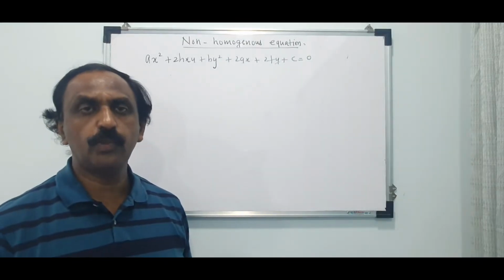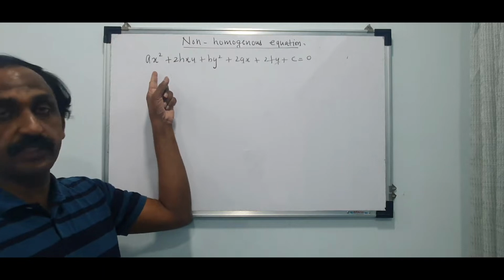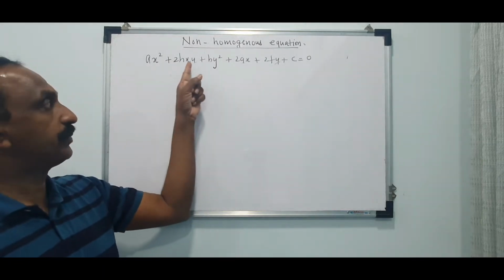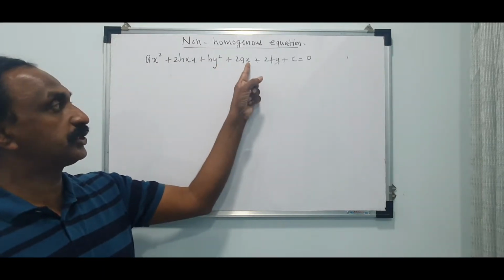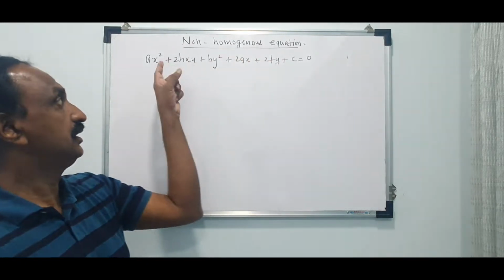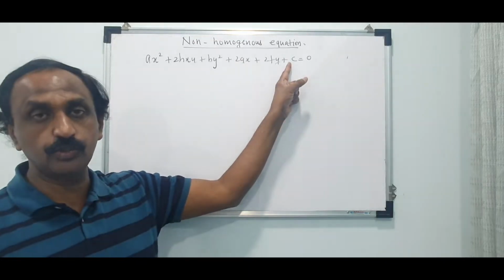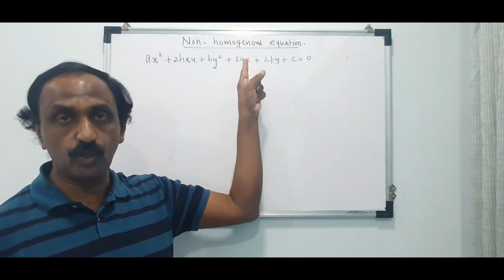Now we shall talk about the non-homogeneous equation. A non-homogeneous equation of the kind ax² + 2hxy + by² + 2gx + 2fy + c = 0. Why is it non-homogeneous? The degree of the first three terms is 2, but the remaining degrees are not 2. If the degree is the same, then only it is called homogeneous.